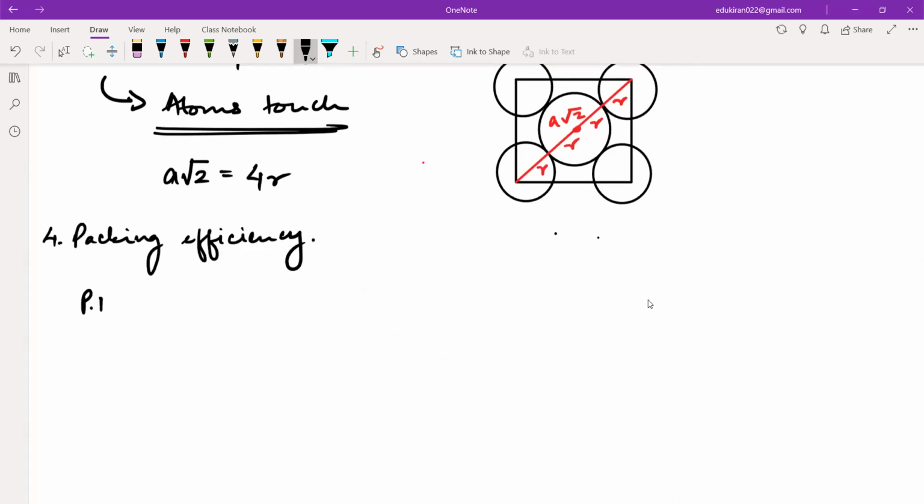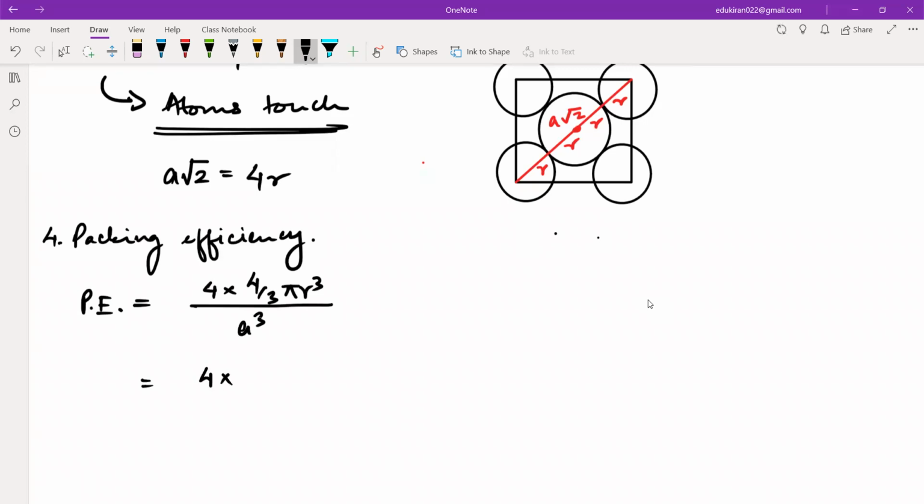So packing efficiency. What is the formula for packing efficiency, guys? Look at the BCC and tell me. There is not one formula, okay? For each of these unit cells, the formula will be different. But some things will be the same. Sir, it will be 4 into 4 by 3 pi r cube by a cube. Yeah, very good. 4 into 4 by 3 pi r cube upon a cube.